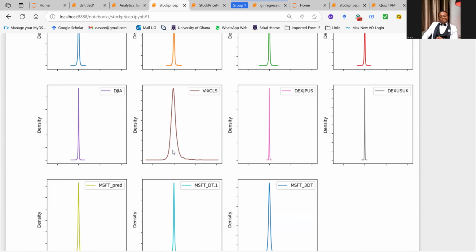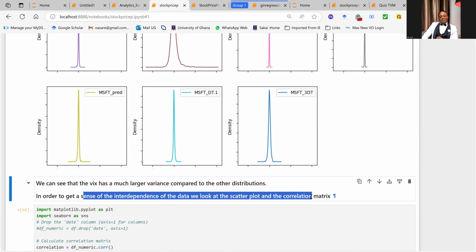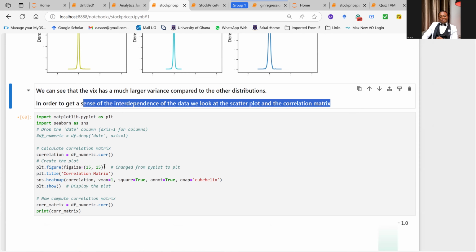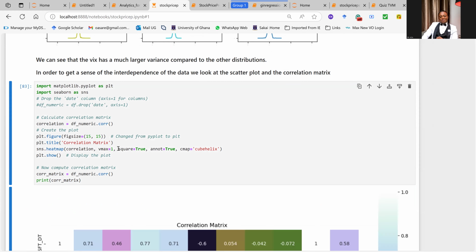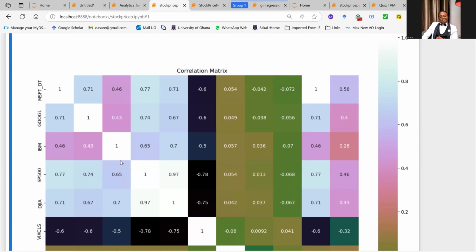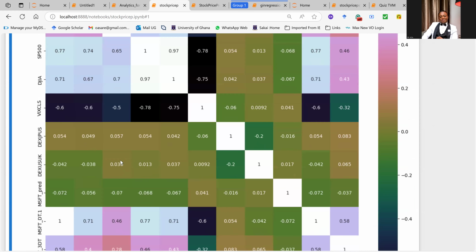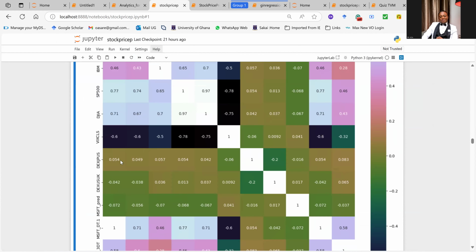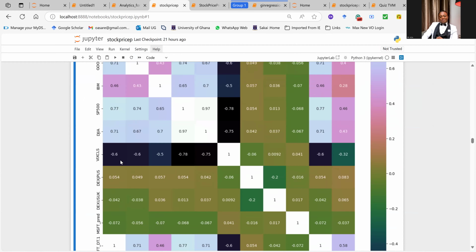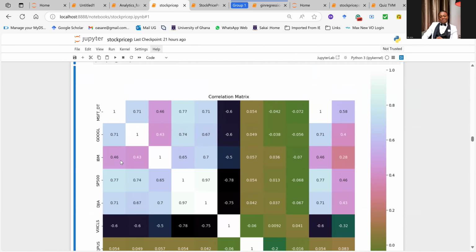If you want to get a sense of the interdependence of the data, we can now look at the scatter plot matrix or the correlation matrix. They are two different things, but they serve the same purpose. So this is a command that will give you the scatter plot matrix. If you run this, you are going to get a scatter plot matrix of the data set. Guys, if you check some papers, you see the same thing that you are seeing here. Okay. This is a clear scatter plot matrix.